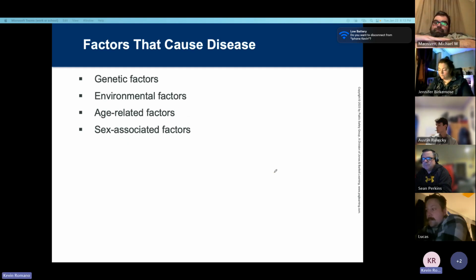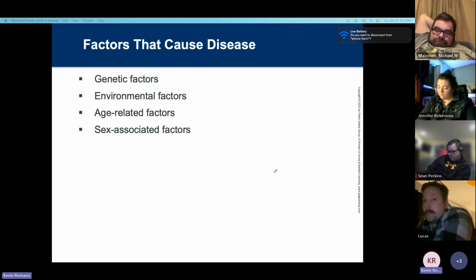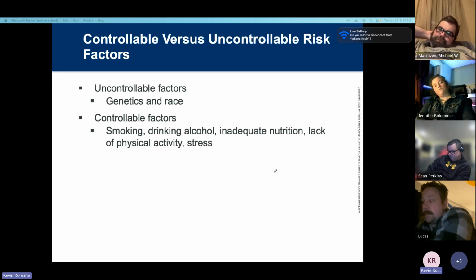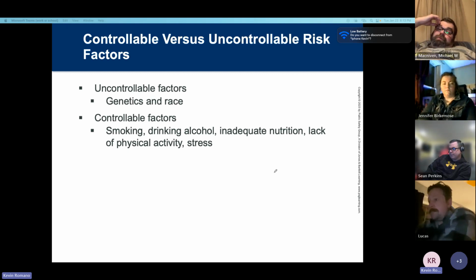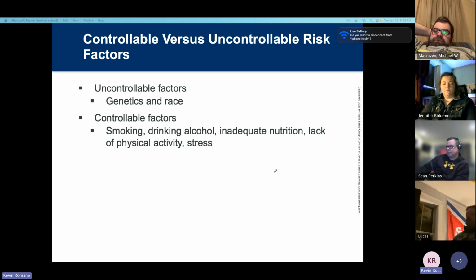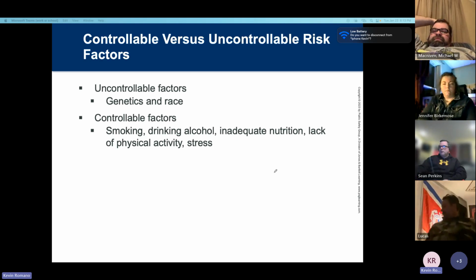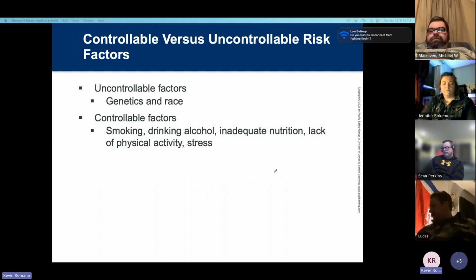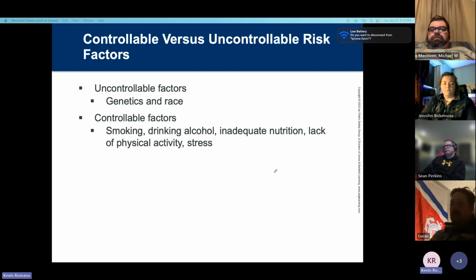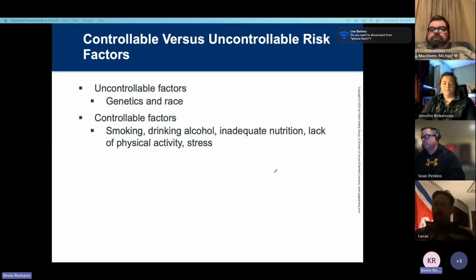Almost there. Almost done. So genetic, environmental, age-related, and sex-associated factors can also contribute to disease as well. So controllable versus uncontrollable risk factors. Uncontrollable factors such as genetics and race influence the development of diseases. We can't control that. Many other factors such as smoking, drinking alcohol, inadequate nutrition, lack of physical activity, and stress can be controlled. So the risk of particular disease often depends on the person's age. In some cases, sex is related to the risk of having certain diseases as well.